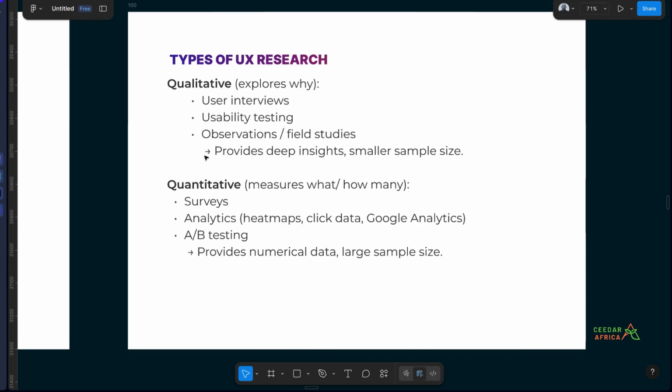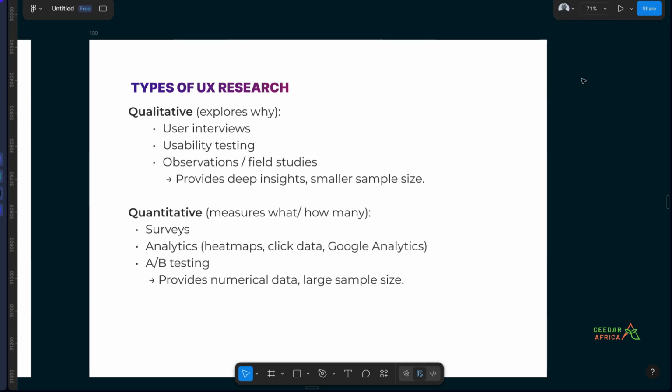So there are a couple of research methods or research types, and these are categorized into 2. The first is qualitative UX research. From the term qualitative, this focuses more on quality. It explores why, it answers the questions of why when you're carrying out this research. And then there are a couple of ways you could carry out research that falls under the qualitative method. The first is user interviews.